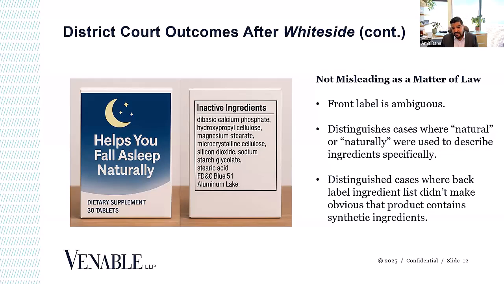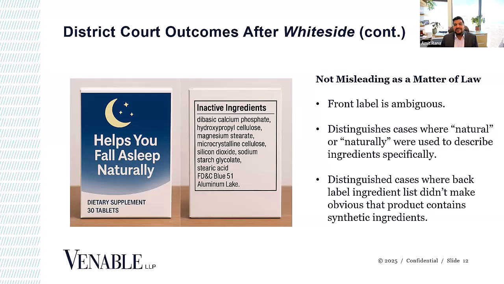The court here said, and defendants argued, that "helps you fall asleep naturally" does not tell you anything about the quality of the ingredients. It tells you the process by which you might be falling asleep. The court said, again, it was ambiguous, that a reasonable consumer does not necessarily know what you mean by naturally, would necessarily require additional information if they had questions about the ingredients, and would look at the ingredients on the back, can clearly see that there are synthetic food dyes in this product, and this is not misleading as a matter of law.